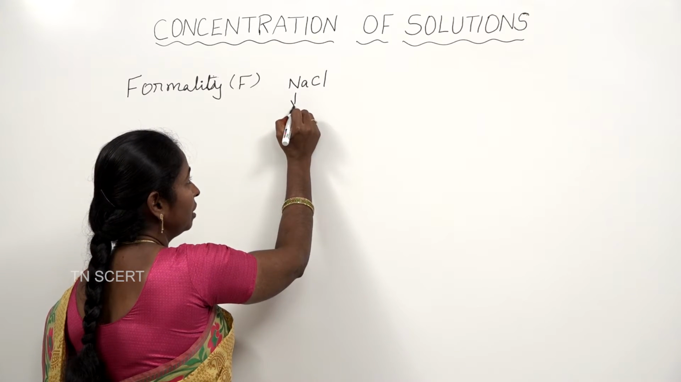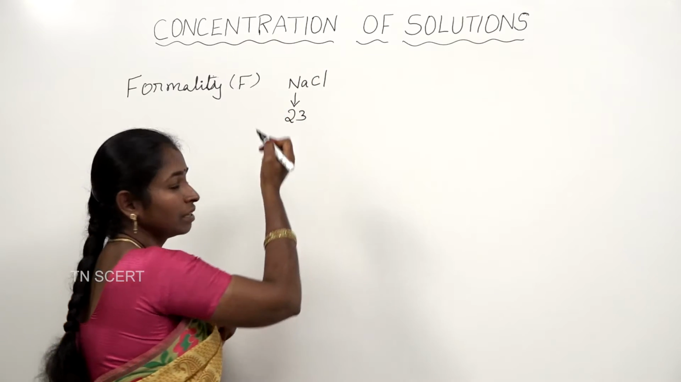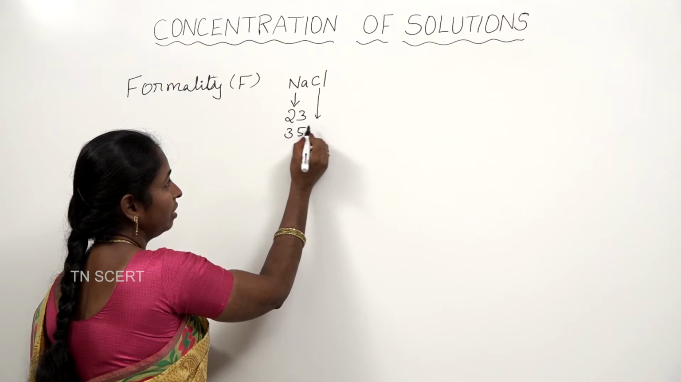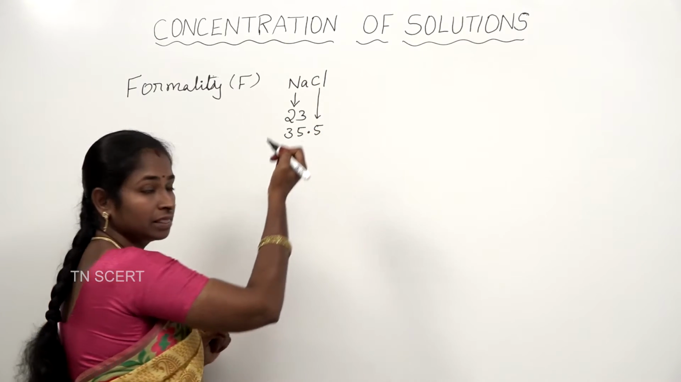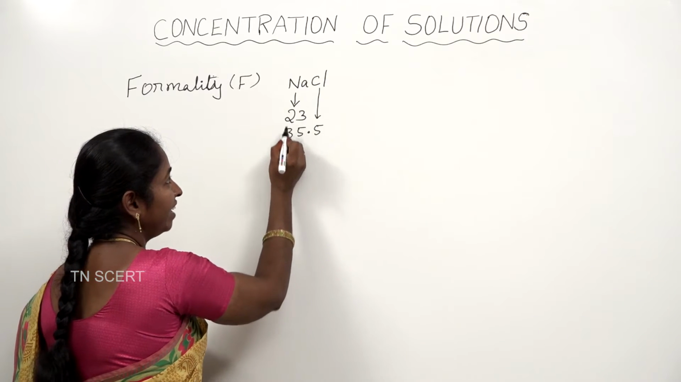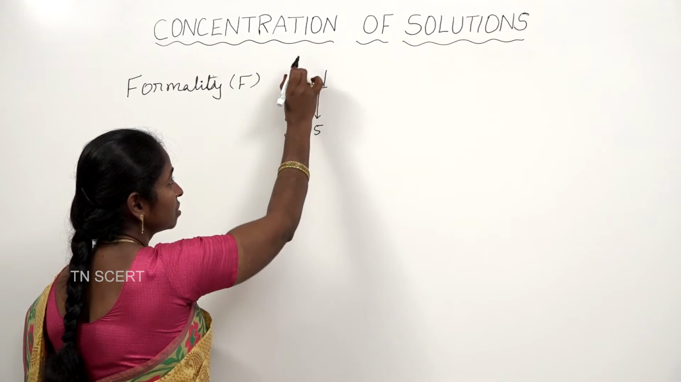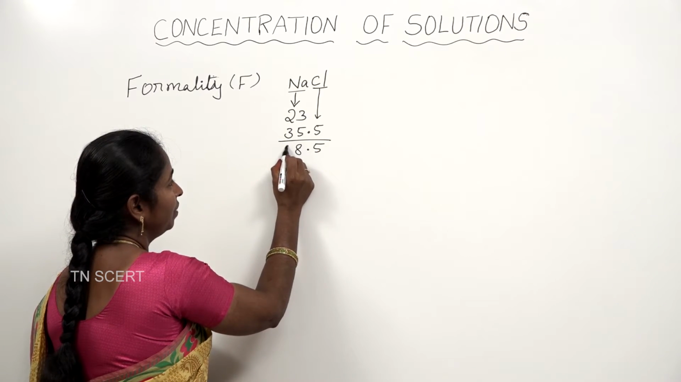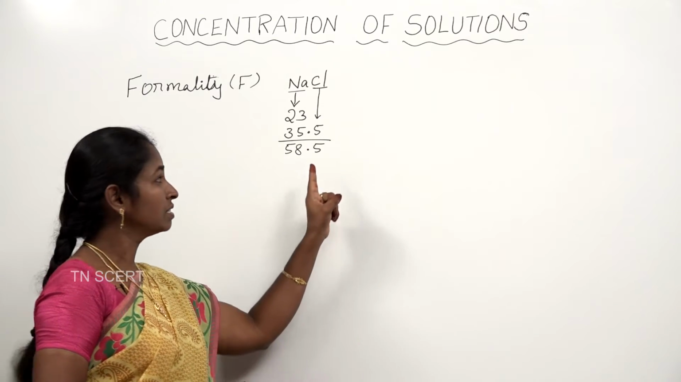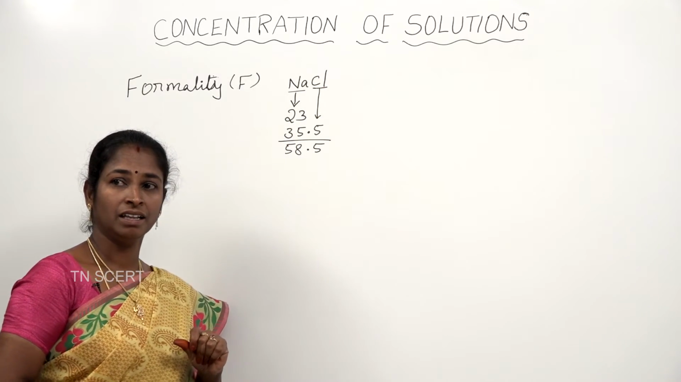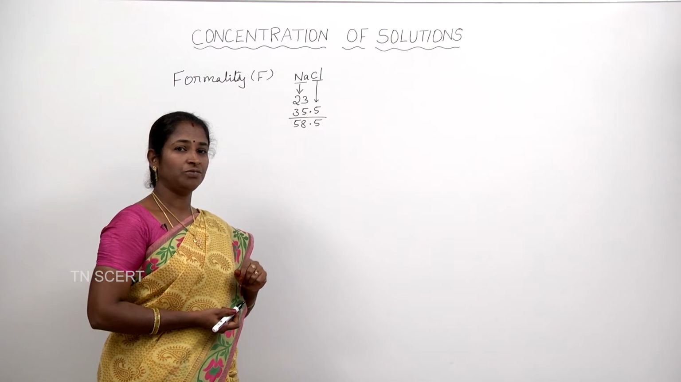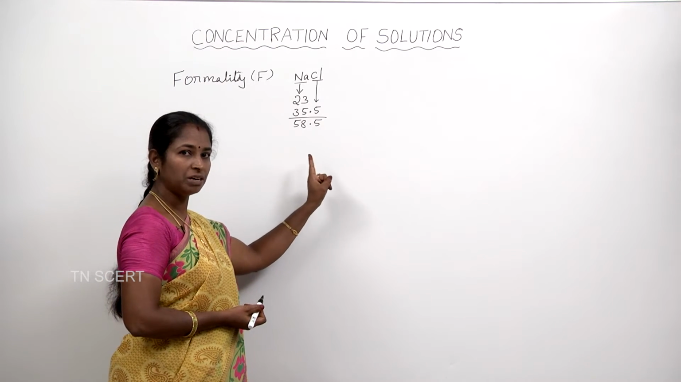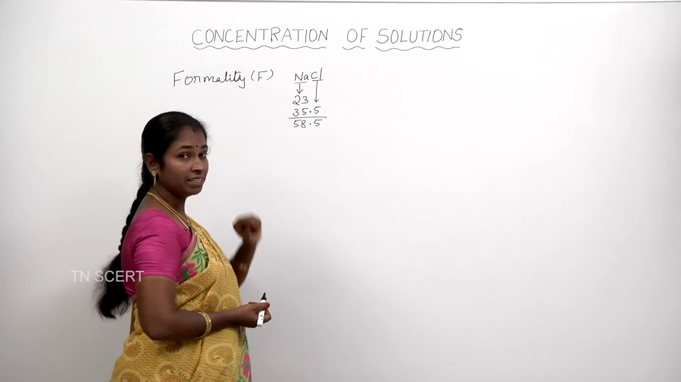The atomic mass of Na is 23. Mass of chlorine is 35.45 or approximately 35.5. If you add the mass of these two, that is sodium and chlorine, you will get the value of 58.5. This is the formula weight of NaCl. In this way, you can calculate the formula weight of glucose as 180, or for any compound you can calculate formula mass like this. Now, what is formality?